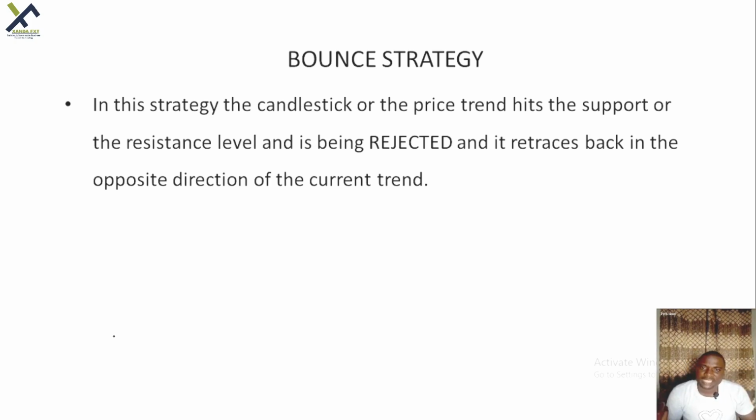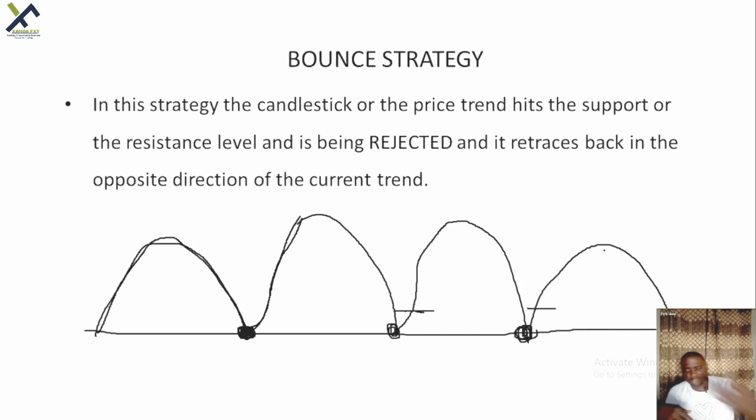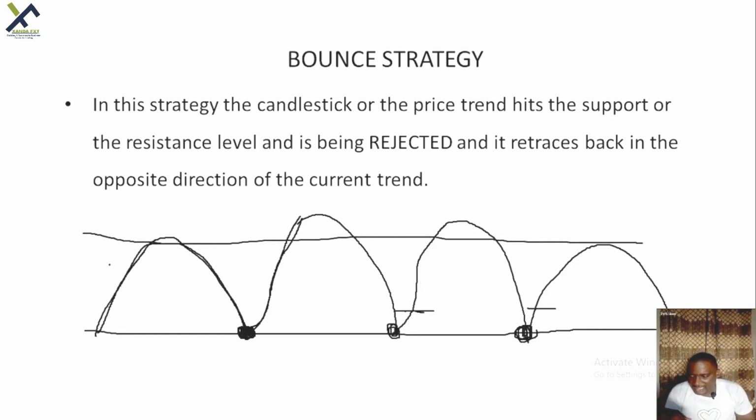Now, let's look at the psychology behind this before we go to the chart. This is the support line. This is the market, up, down, and the candlestick here, or the price here, is being rejected. At this point of rejection, the price trend moves up again in an opposite direction to the previous price movement. It could be on the support line, it could still be on the resistance line. This is the resistance line.